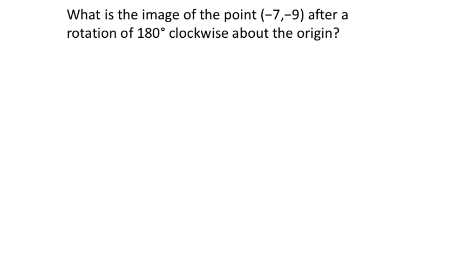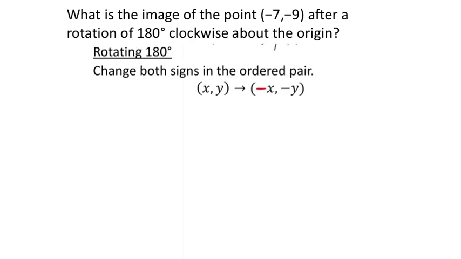This one's going to use the same ordered pair. So what is the image of the point -7, -9? But now the rotation is different. It's now a 180-degree clockwise rotation about the origin, which is good to know. Okay, so there's our rule.